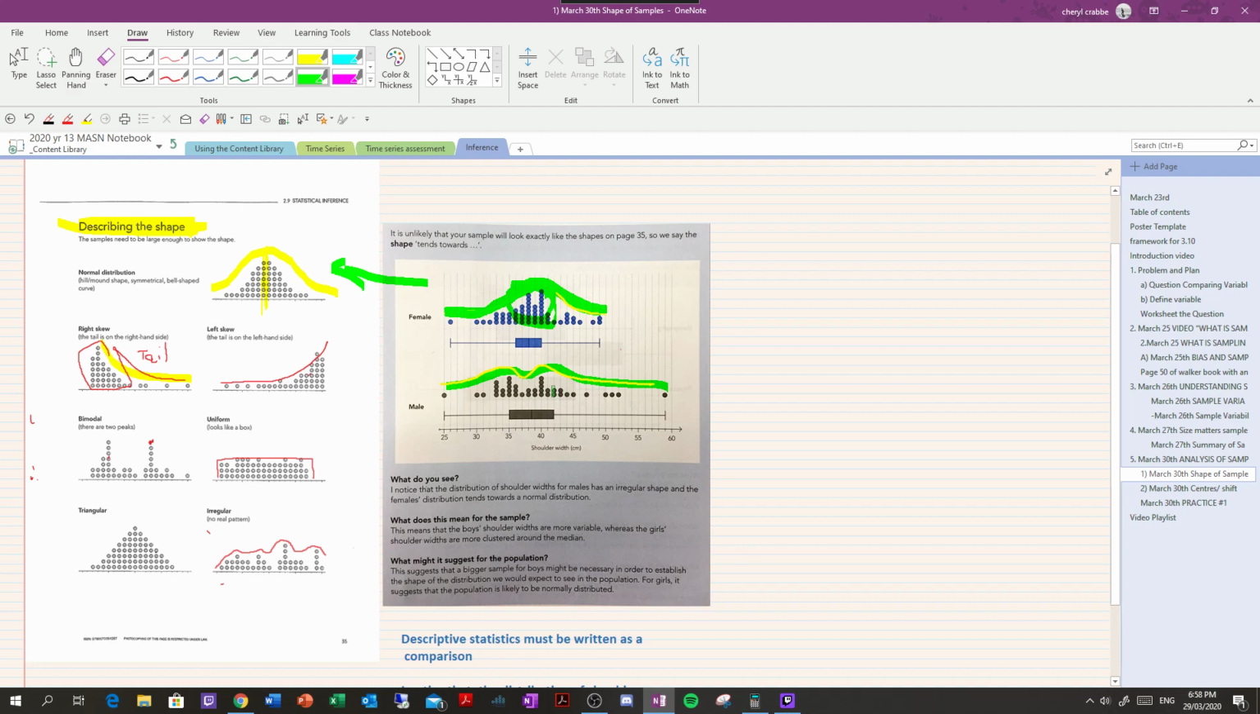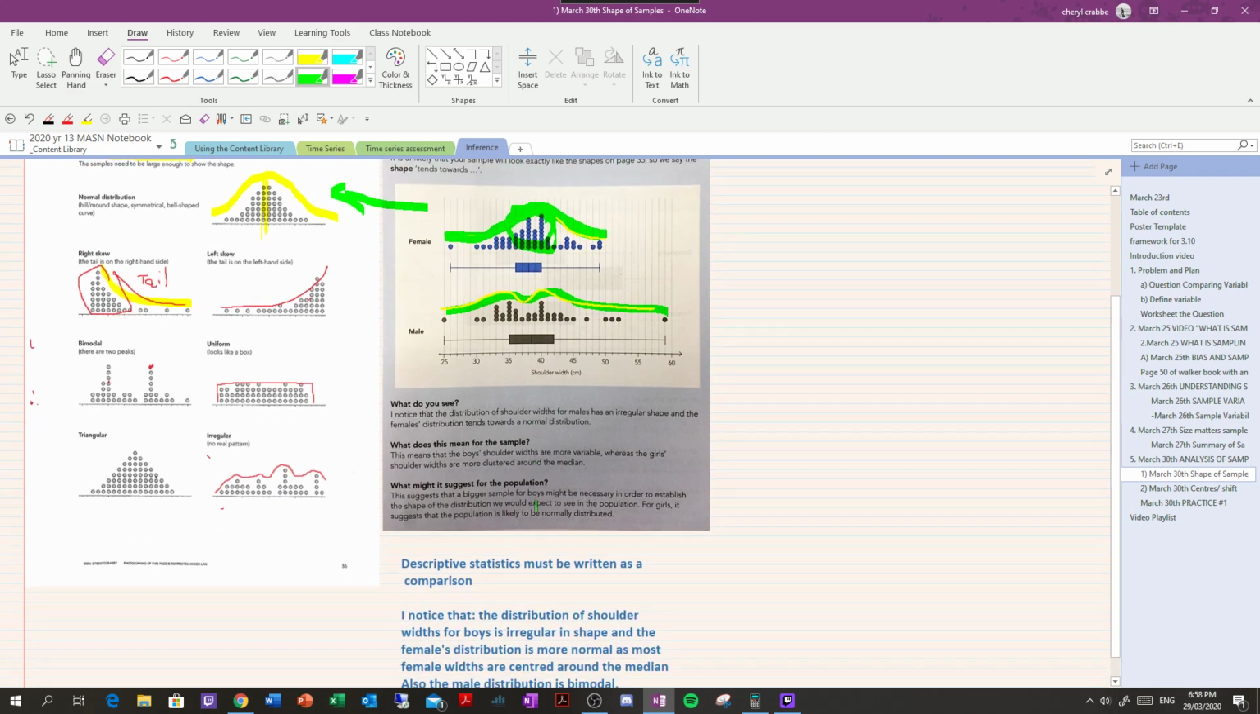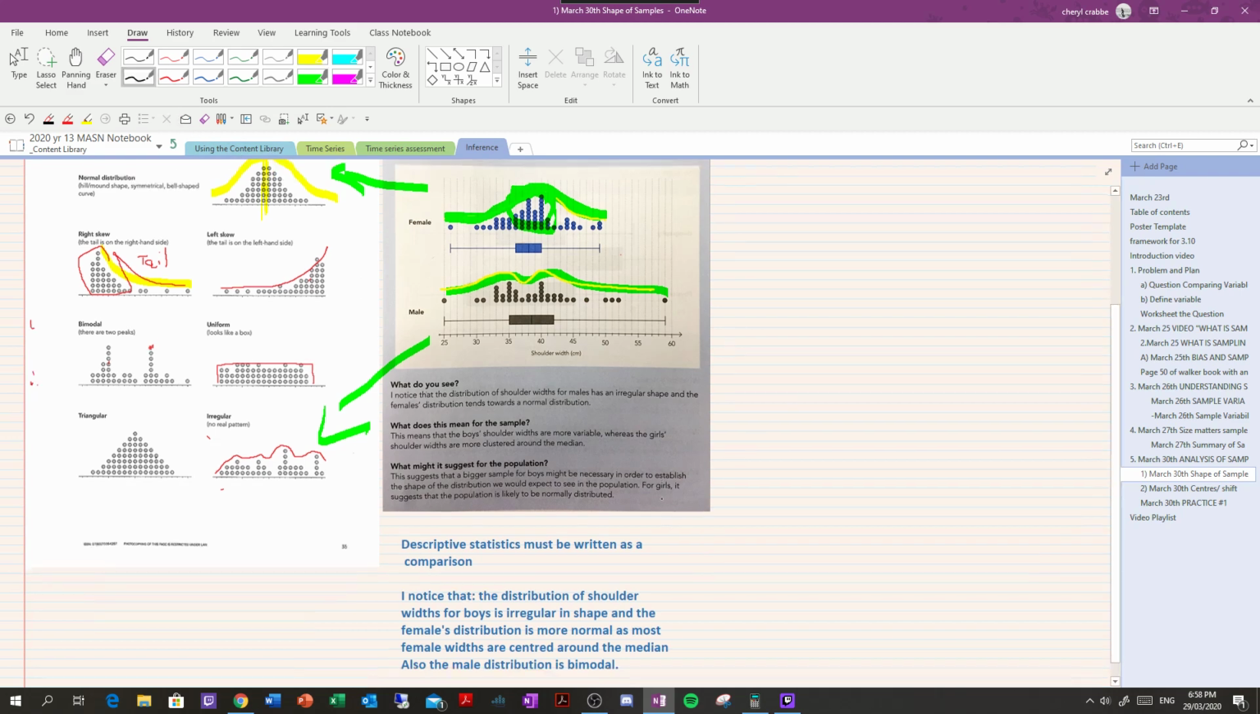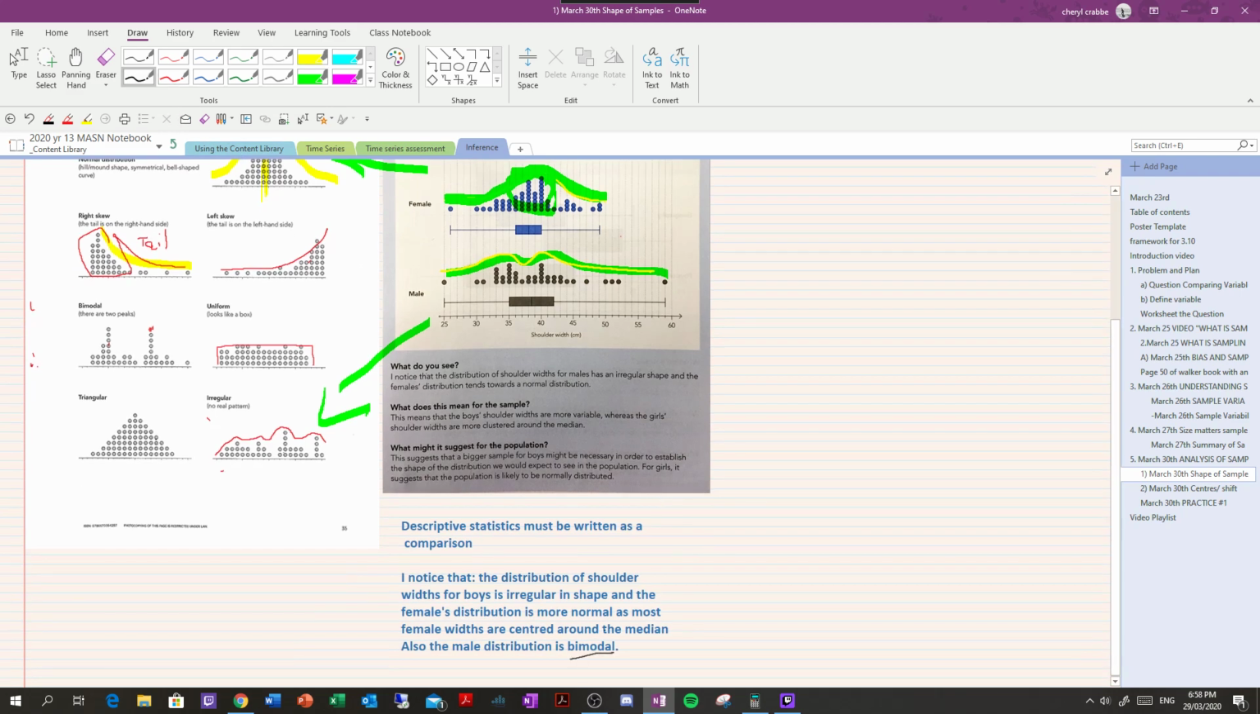That's the boys' data, that's the females. The boys' data is quite irregular. I mean, I would say it's probably quite a bit like this. We've got bimodal, so it is bimodal. So I would say it's bimodal, right? So female widths are centered around the median. Also, the male distribution is bimodal.